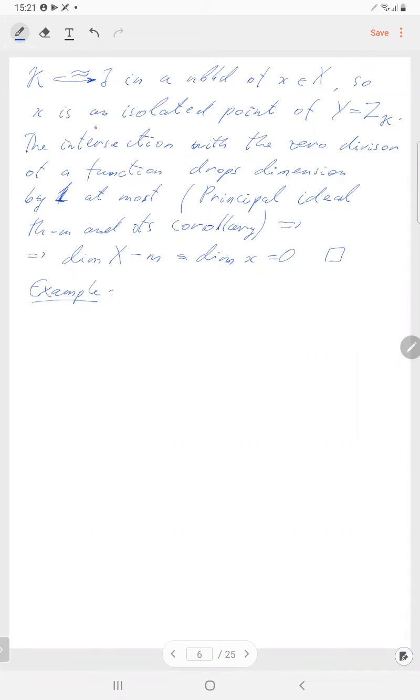Okay, try something like k[x,y] modulo xy. Absolutely, yeah. So x is just this, I mean, the coordinate cross in just A2. In other words, it is the spectrum of k[x,y] modulo xy equal to 0. Okay, and the maximal ideal of the origin will be generated by x and y.